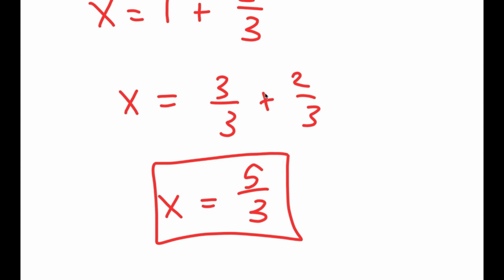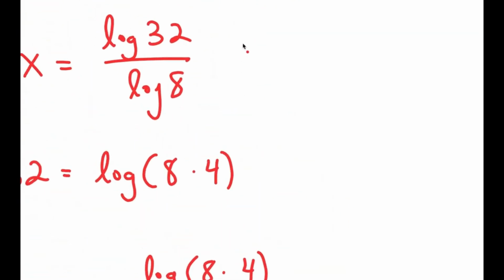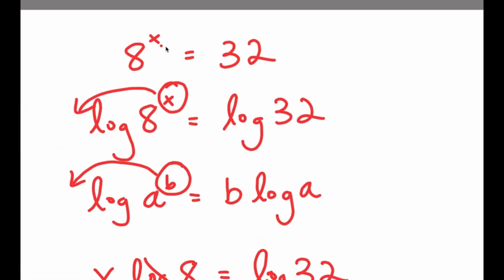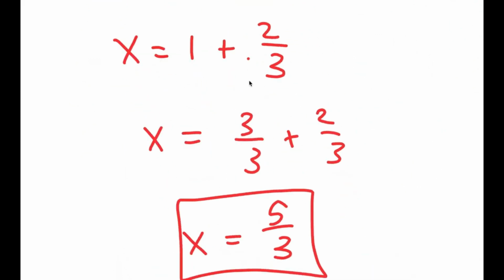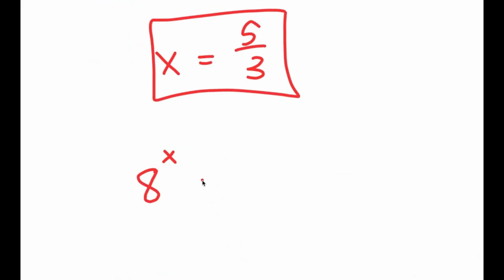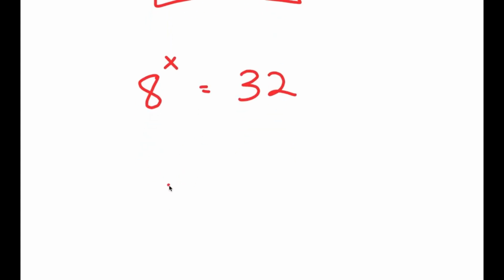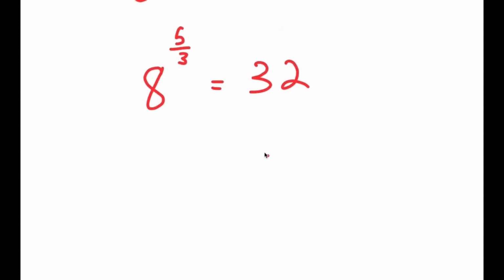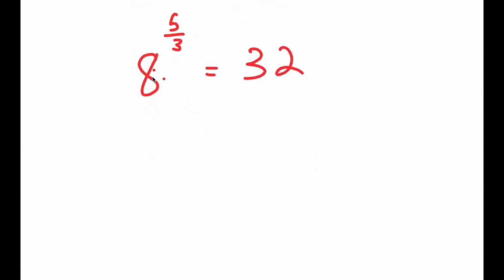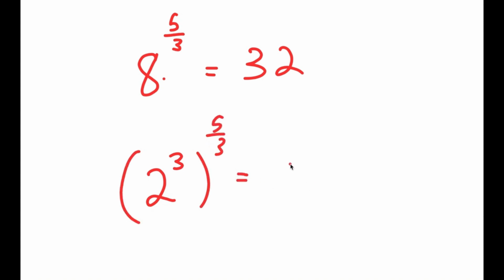Now, how do we know that this is the right answer? Going back, we have 8 to the power of x equals 32, and we're plugging in 5 over 3. So we get 8 to the power of 5 over 3 is equal to 32. Now, 8 is the same thing as 2 to the power of 3. So I get 2 to the power of 3, to the power of 5 over 3, is equal to 32, which is the same thing as 2 to the power of 5.